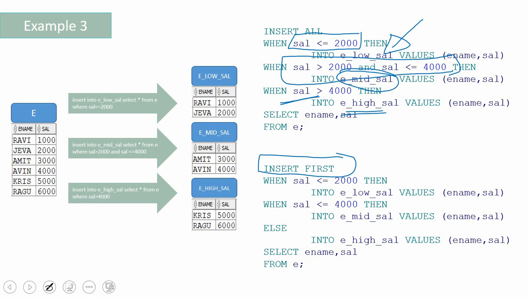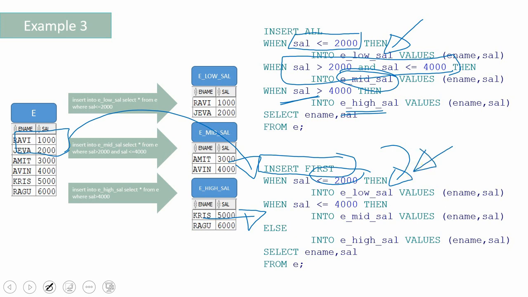For example, in this case, whatever the record that matches 2000 will get inserted into the E low salary. Excluding these rows, only the remaining set of records will be passed as an input to the subsequent when condition. So in this case, what will happen? The first two records will get matched in the first when clause and it will get inserted into the low salary. Only the remaining 4 records will go as an input to the subsequent when clause.